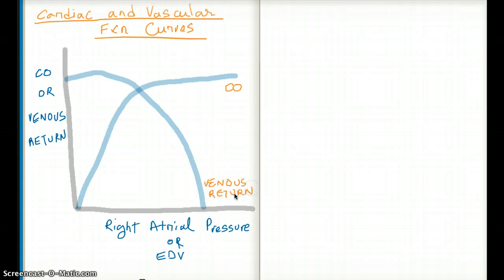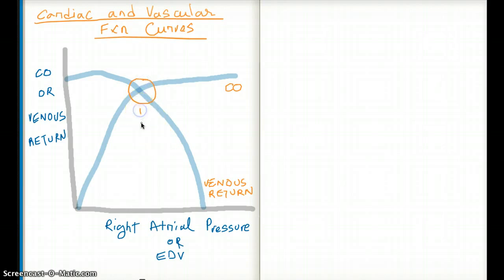Now, if we are asked which is our right atrial pressure for this particular graph, what would be your response? The right atrial pressure for this particular graph is when the cardiac output meets venous return. And so what is that? This is the point where cardiac output and venous return meet each other.